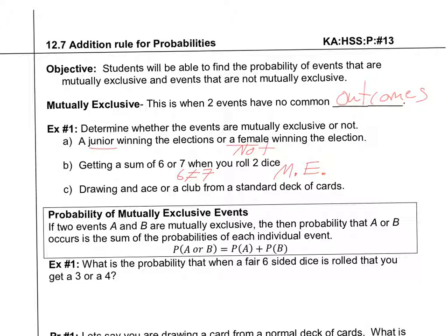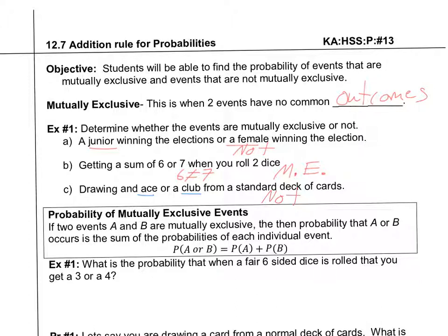Drawing an ace or a club from a standard deck of cards. Well, if you go back to that first thing in notes, you'll know that there is one card that is both an ace and a club. So that is a shared outcome. There's 4 aces and there's 13 clubs, but there's one card that is both an ace and a club. And so that's a shared outcome, so that is not mutually exclusive.